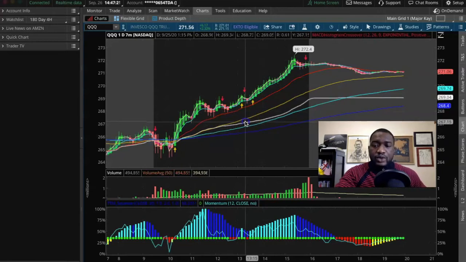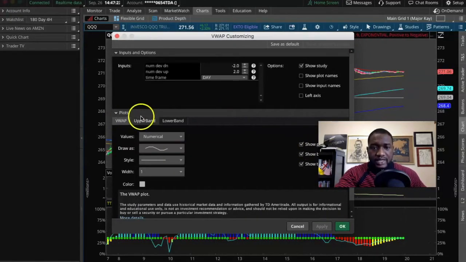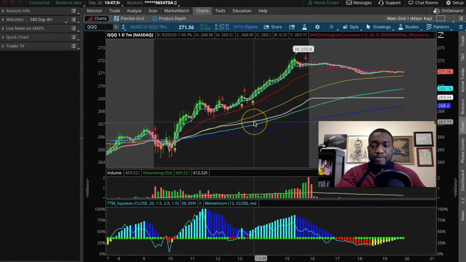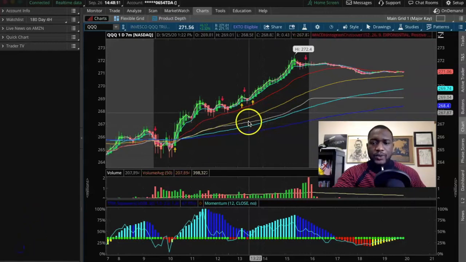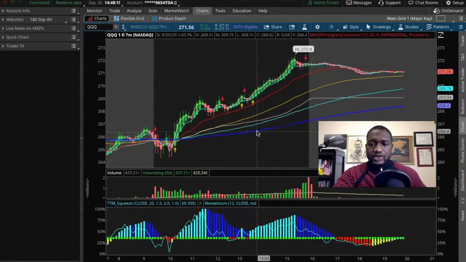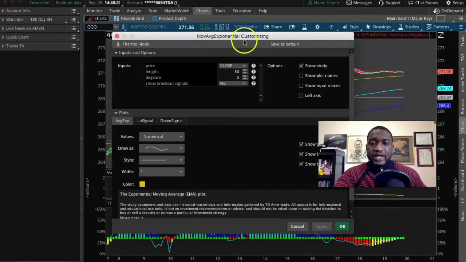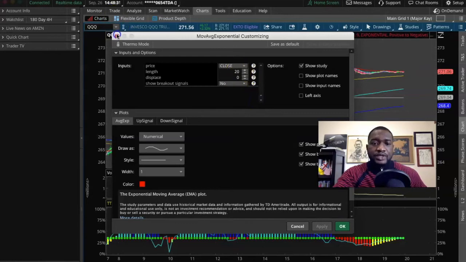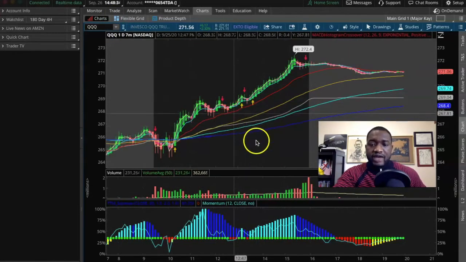With the VWAP, I took out the upper bands. I unchecked the upper bands, and also I unchecked the upper and the lower bands. So I'm only using the middle VWAP. That's the VWAP. So right here, this is the 200, the blue one. The one right next to it is the 100-day moving average. This yellow one is the 50-day moving average. As you can see right here, this is the 50-day moving average. And we have the 20-day moving average right there. So these are moving averages.